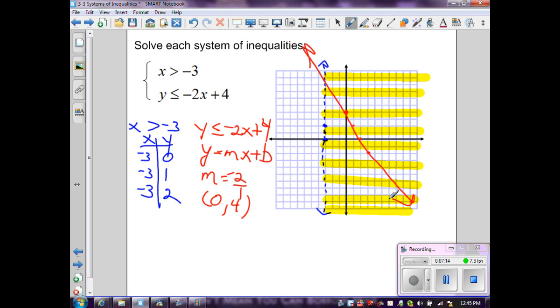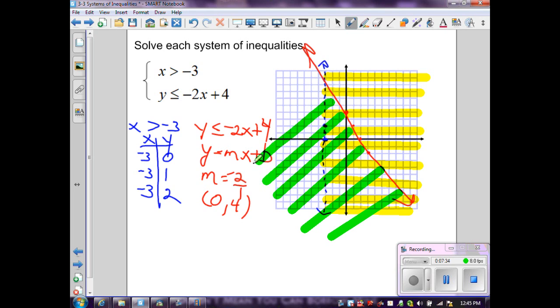Then I determine the shading. I can select a point on either side of the red line, or I can just take a look at the inequality. I want y values that are less than that. Therefore, that would be below the line. So I'm going to take all my shaded area below that red line to represent the solution set for that inequality.